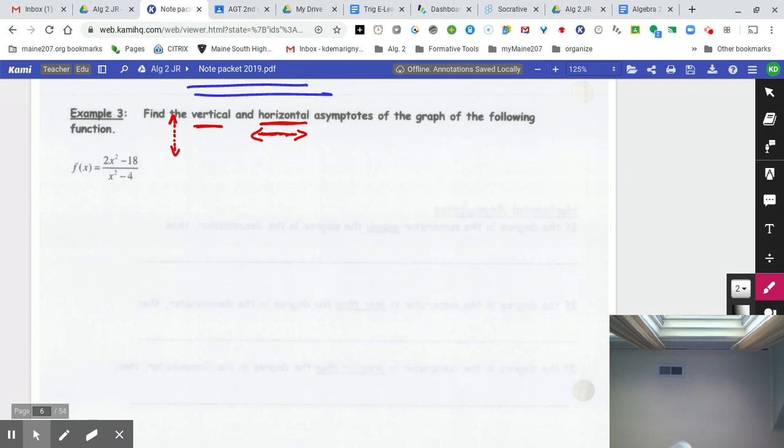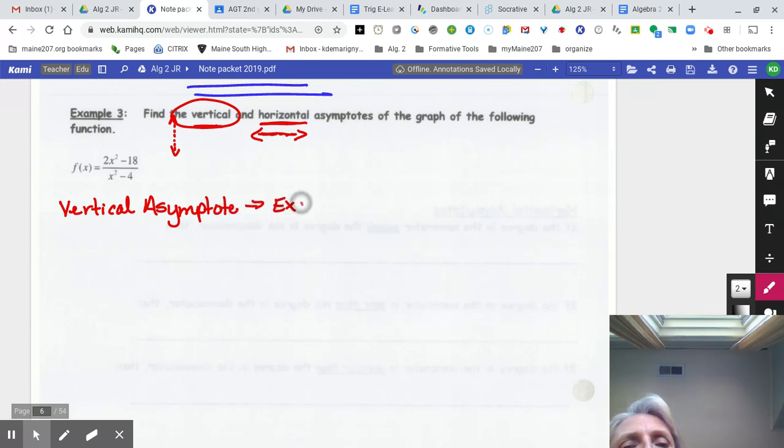Okay, so first things first, let's go with our vertical asymptotes. To find our vertical asymptote, I am only looking at the exclusions of the denominator. So our vertical asymptote, we are looking for excluded values from the denominator.